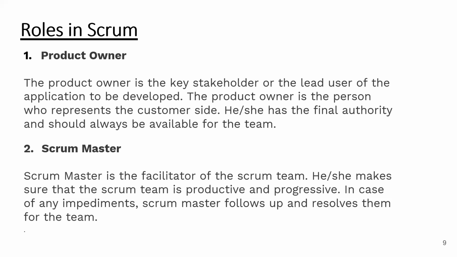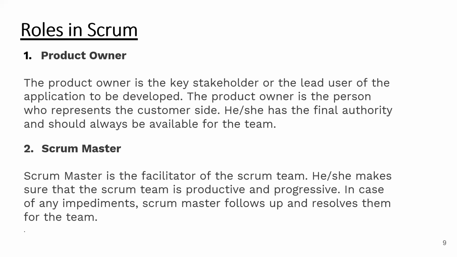So after product owner, the second role we have is the Scrum Master. What is the role of Scrum Master? The Scrum Master is a facilitator of the Scrum. He is the person who will conduct all the Scrum meetings. As I said, in Agile we have multiple meetings, like the daily stand-up meeting, the sprint review meeting, and the sprint planning meeting. He will also manage the Scrum dashboard.